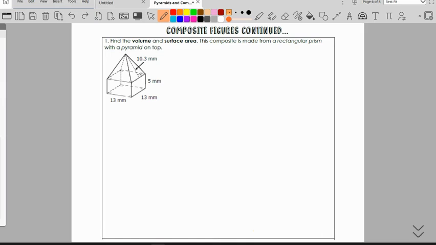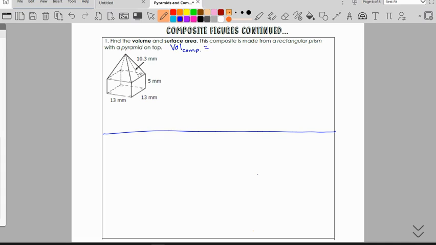So let's get started with that. First we're going to do the volume and then we'll do the surface area. And we need to have a plan. If we want to do the volume of the composite, we need a plan. I'm going to use a subscript of COMP to indicate volume of the composite.